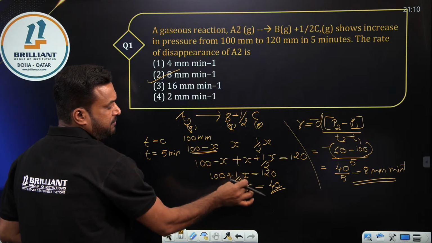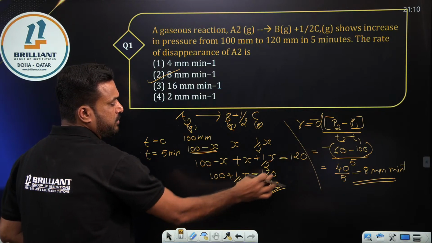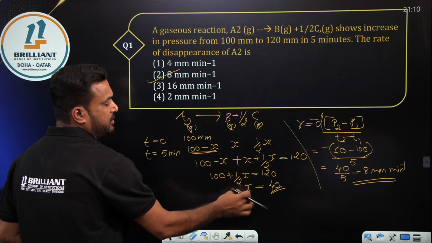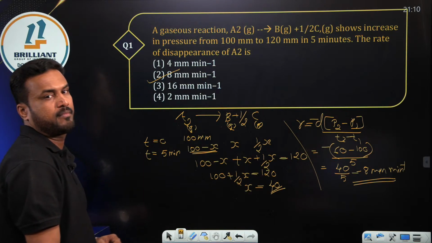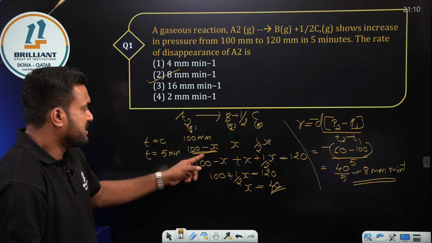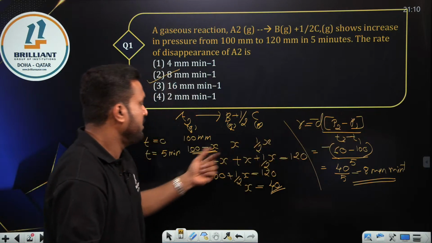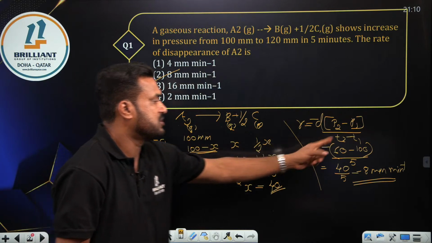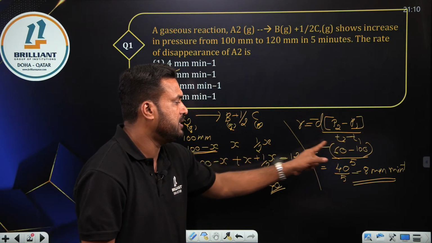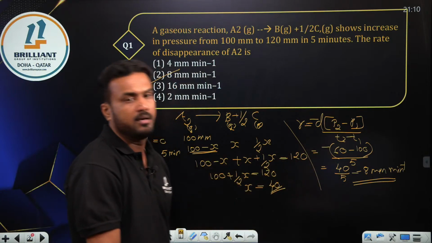From this one you can find out the x value. 100 plus 1 by 2 x means this 2 will go over here. Then you will be getting x is equal to 40. Okay, then you can substitute over here. 100 minus x is 60. Final pressure minus initial. Final is 60 over here, so 60 minus 100, you will be getting minus 40. Outside there is a minus.